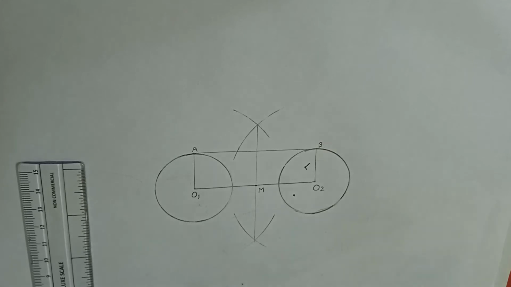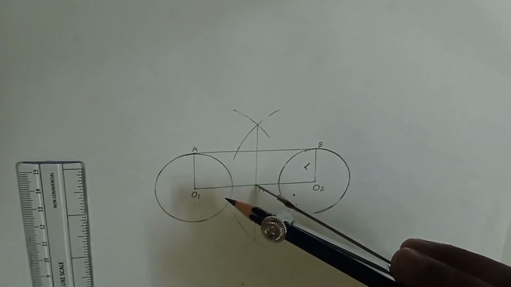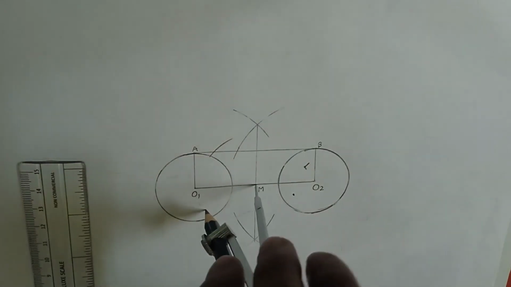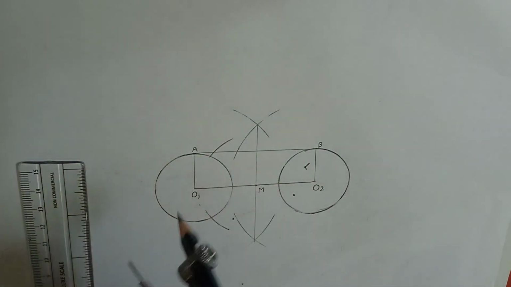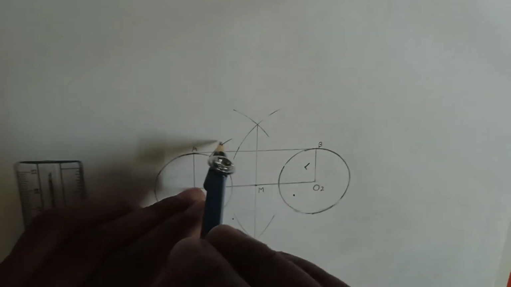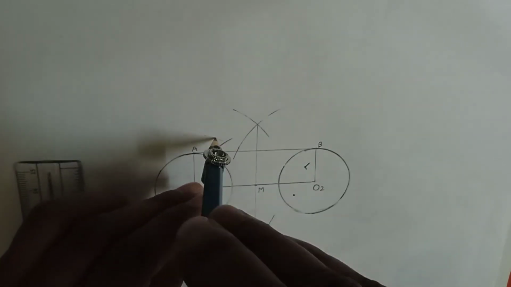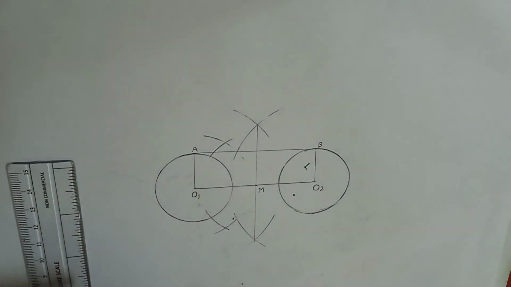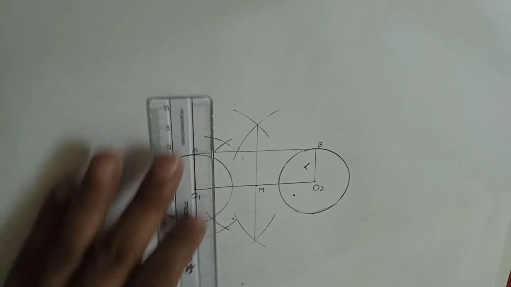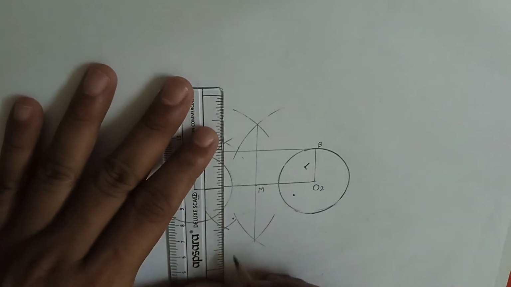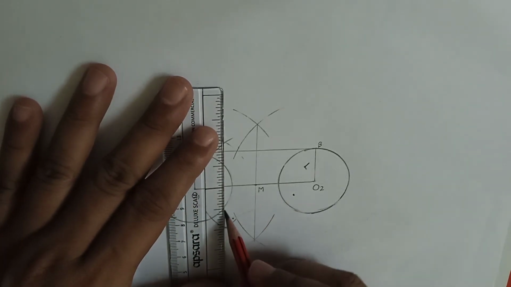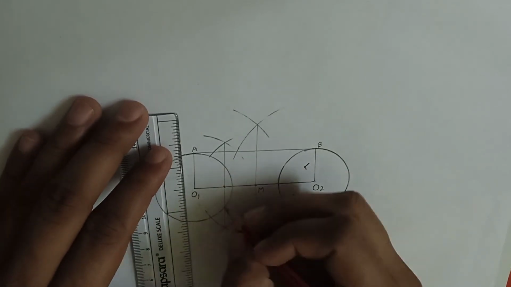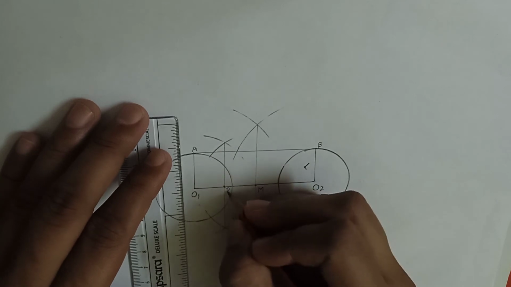Now we have to again draw a perpendicular bisector of O1M. The same procedure will be repeated. We will take a radius greater than half of O1M and mark an arc in upward and downward directions, and then from M we will again mark an arc in upward and downward directions. Where these two arcs cut each other, we will join them and get the midpoint. Suppose this midpoint is P.